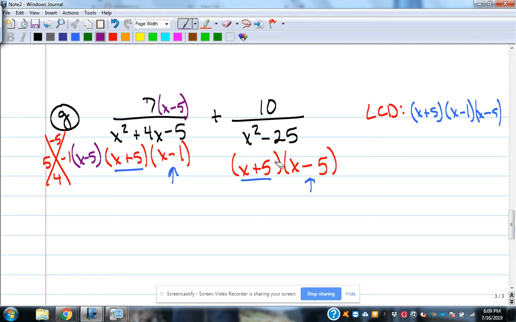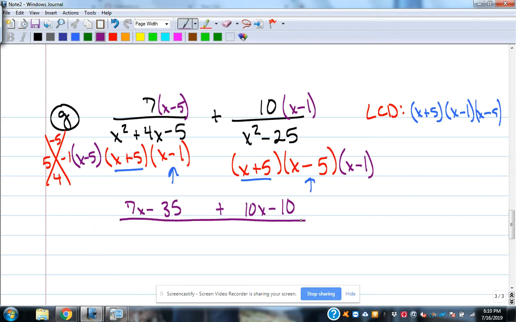The second fraction has the x plus 5. It has the x minus 5. But it's missing the x minus 1. So I'm going to multiply by x minus 1. And then I'll distribute on the top. 7x minus 35 plus 10x minus 10. And then I'm going to go ahead and just shorten up a little bit here and just put that as one big fraction over that common denominator, x plus 5, x minus 5, x minus 1.